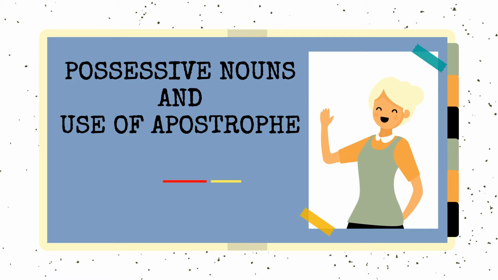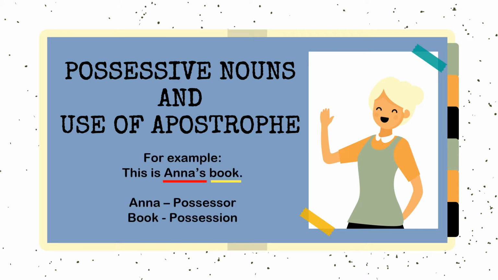Particularly, we will be learning possessive nouns and the use of apostrophe. Now you must be wondering what possessive nouns are. Well, the word possessive indicates ownership or possession. For example, this is Anna's book, which means Anna is the possessor of the book and book is the possession.